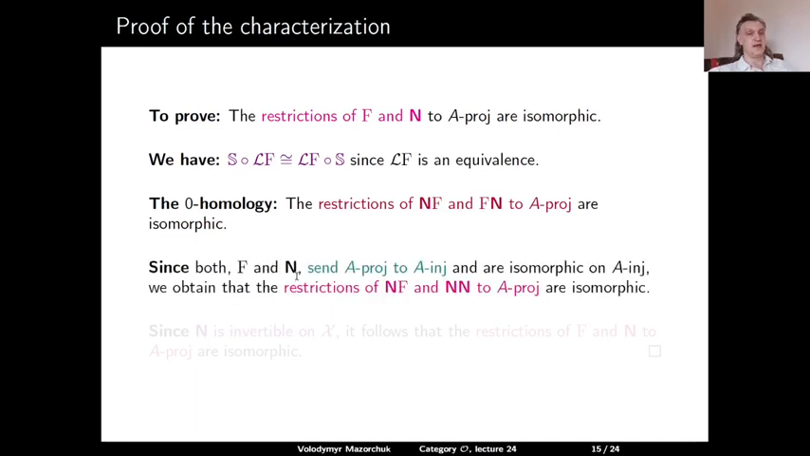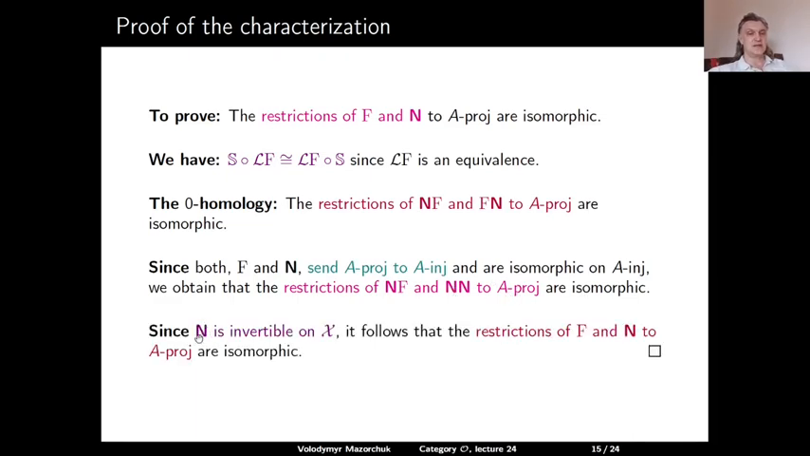Since both F and N send projective A modules to injective A modules and are isomorphic when restricted to injective A modules, we obtain that the restrictions of NF, the first one, and NN, so I change F to N here, these two restrictions to A proj are isomorphic. Since the Nakayama functor is invertible on X, it follows that the restrictions of F and N to A proj are isomorphic, because in this isomorphism we can multiply with an inverse on the left, giving us our claim.